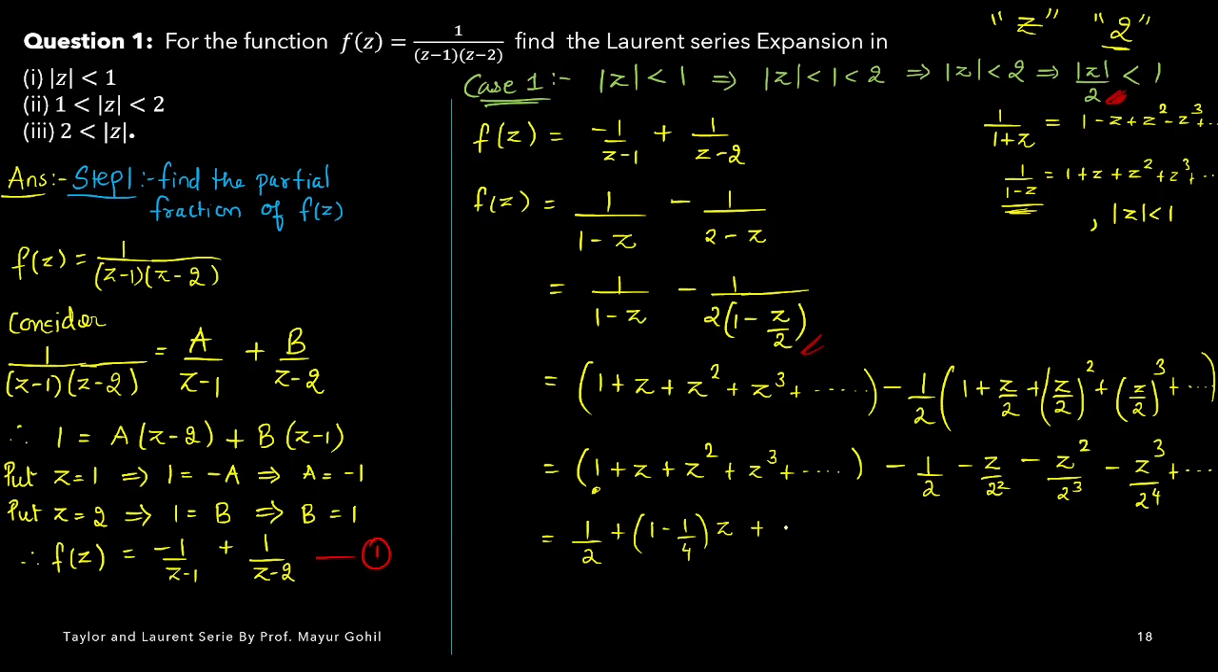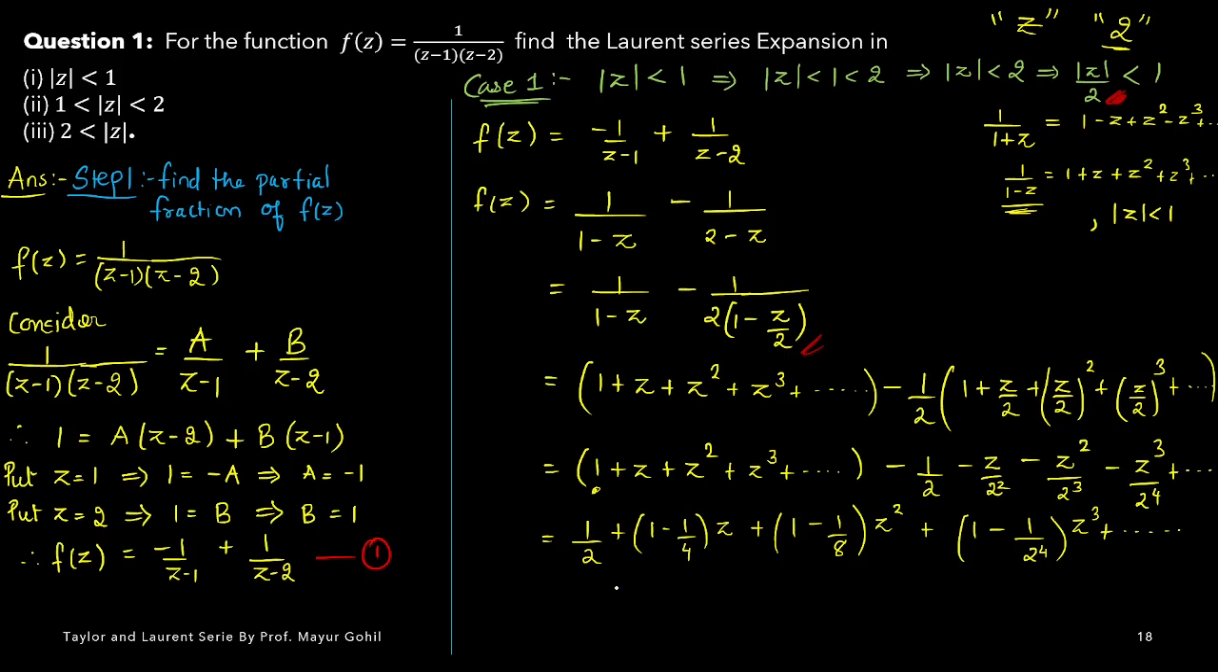Plus, now there is z square and here there is z, 1 upon 2 cube, right? So here I'll get 1 minus 1 upon 8. Then I have here z square. Then I have 1 minus 1 upon 2 raised to 4, z raised to 3, plus and so on. This is how it goes.